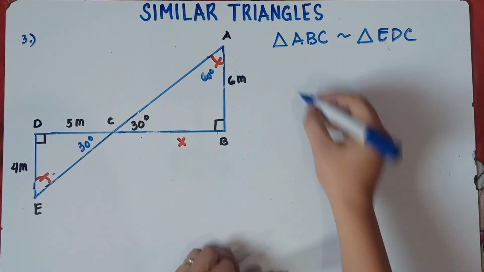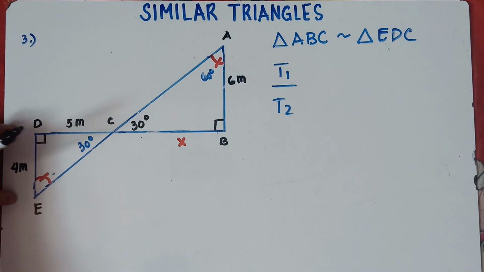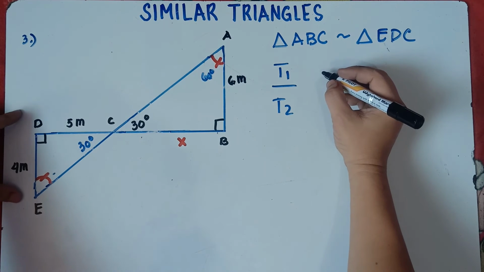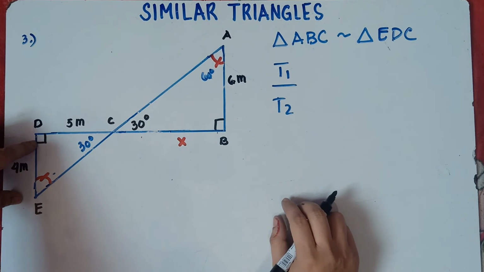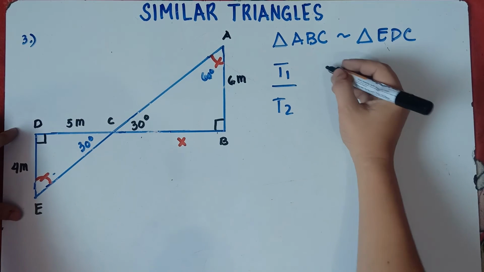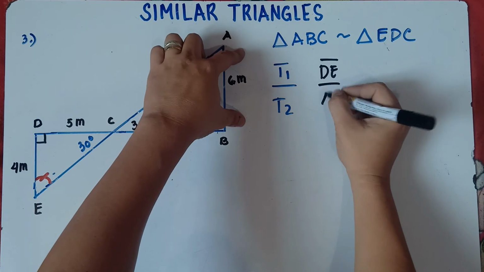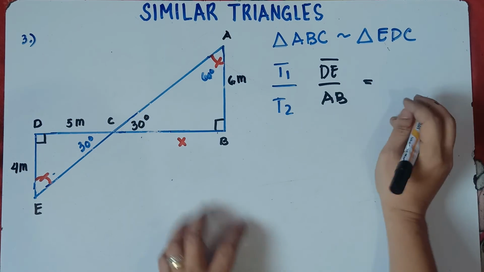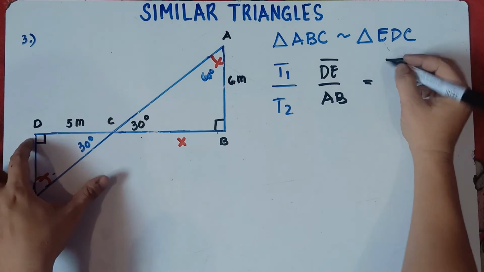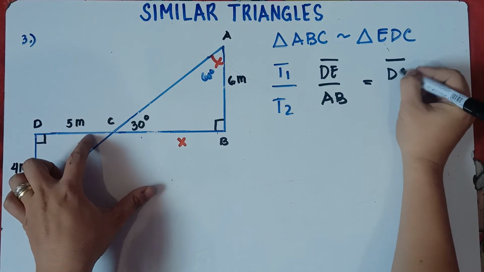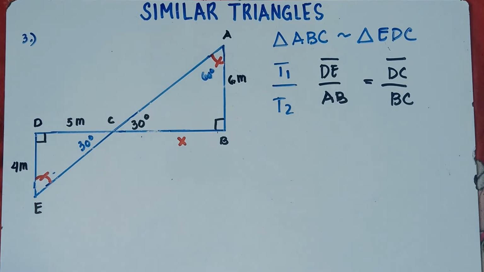So let's make a proportion. Triangle 1 and triangle 2. Let's make this one our triangle 1. So triangle 1 DE corresponds to AB. Check the angle, class. 90, 60, 90, 60. So line segment DE over line segment AB is equal to line segment DC over BC. And then we can find the value of x.